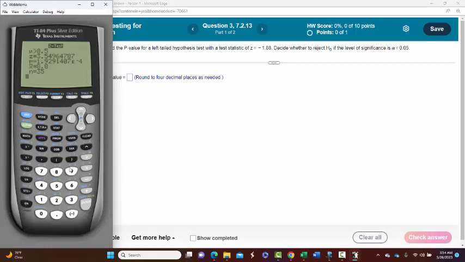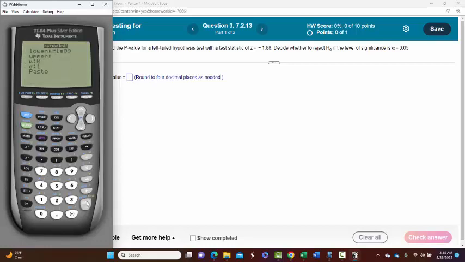Now in Excel, we won't be able to use the spreadsheet. We'll have to use that norm S distribution function, because the spreadsheet is based on entering data. It's not based on already knowing what the test statistic is. Like I said, we only multiply it by 2 whenever it's two-tailed.